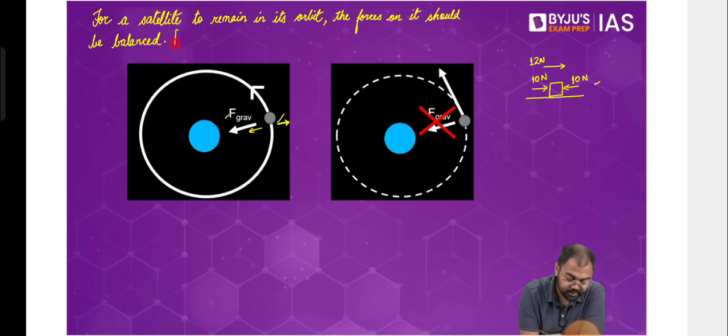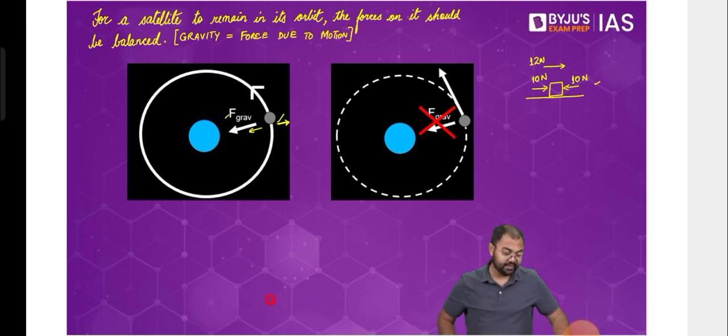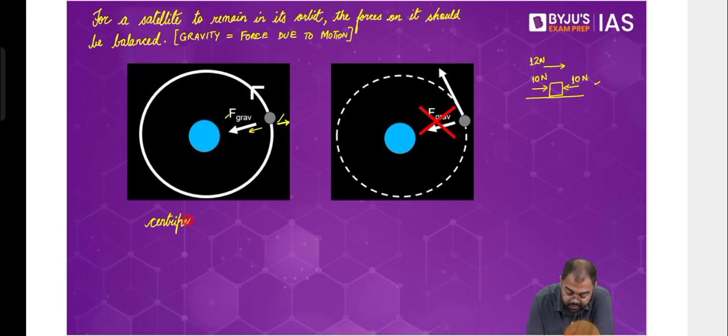And what are these two forces? Here we have the force of gravitation. On one hand, you have gravity, and on the other hand, you have the force due to motion, or the circular motion that this satellite has. So overall, there are two forces acting upon it. One is called the centripetal force, and the other is called the centrifugal force. These two forces have to be equal.